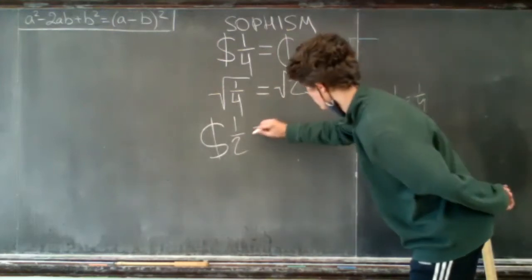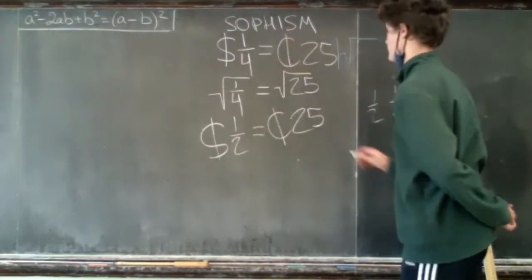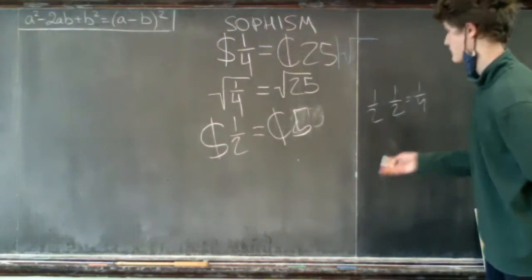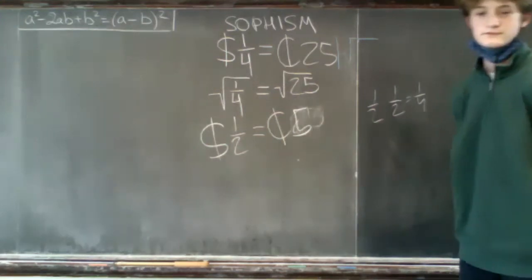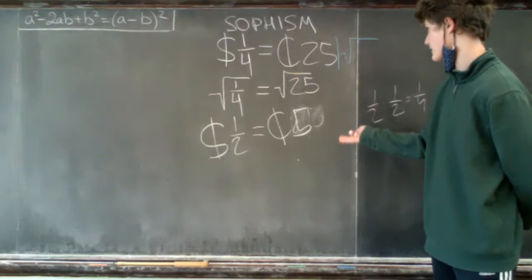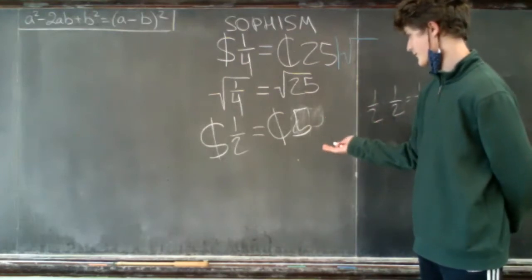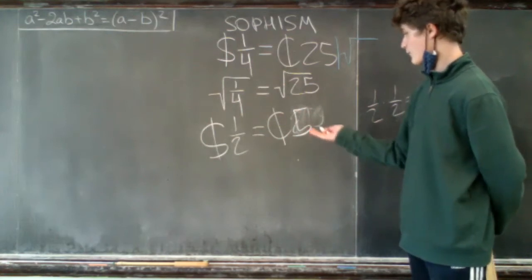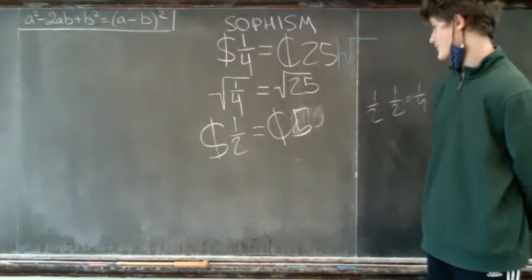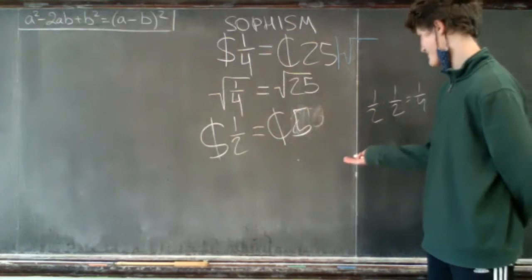1/2 of a dollar is equal to 25 cents, or not 25 cents, excuse me, 5 cents, because 5 times 5 is 25. So, obviously, this looks like I did this correctly. This looks like I used perfect logic. And I have discovered this great discovery that 1/2 of a dollar is actually 5 cents. So this is not true.